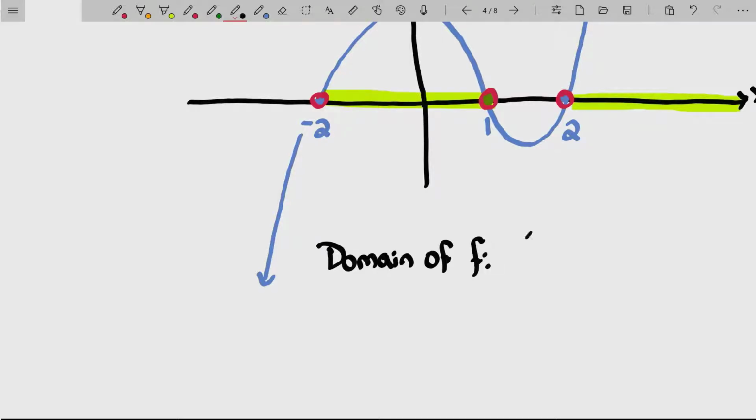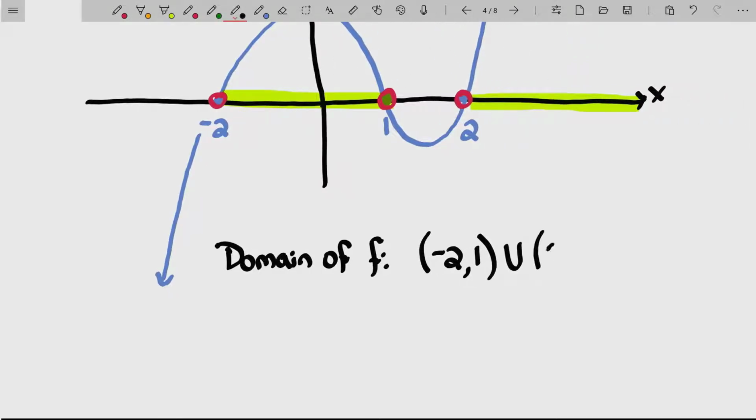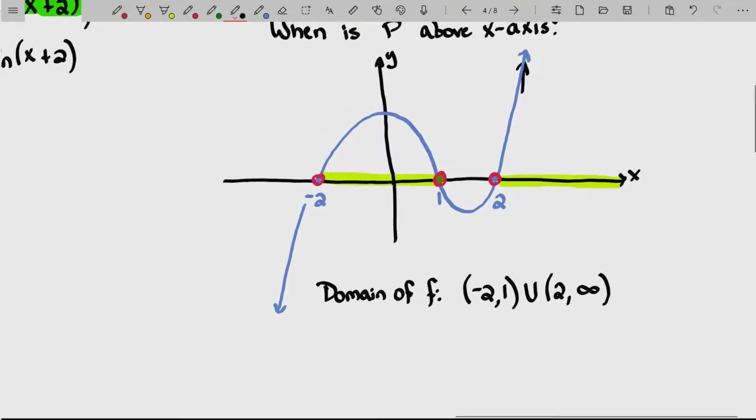is the interval starting at, but not including, -2, climbing up to +1, not including that, and then gluing onto that via a union, the interval starting at 2, not including it, and climbing all the way to infinity. And just in case you've forgotten from your Algebra 1 course or Algebra 2 course, infinity is a concept. It's not a number, so you'll never include infinities. It'll always have a parenthesis there. So that's the true domain of our function.